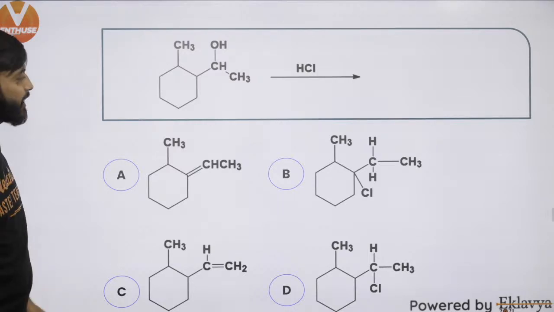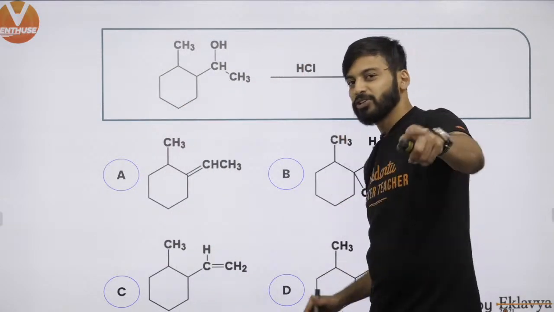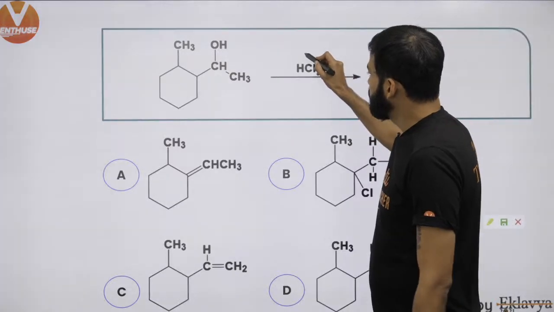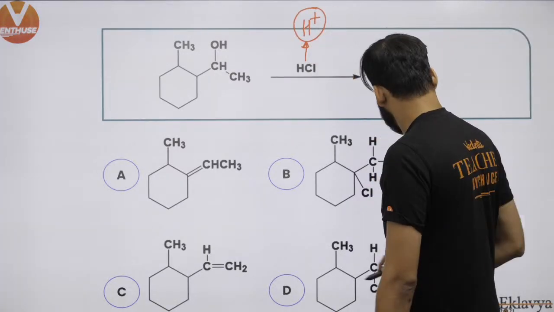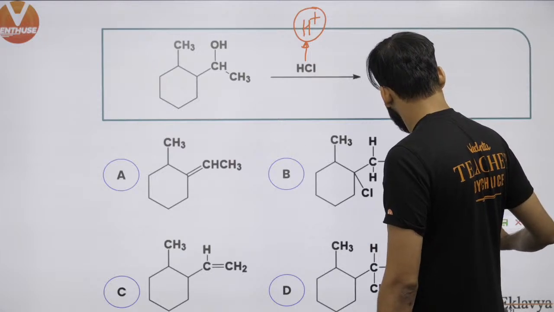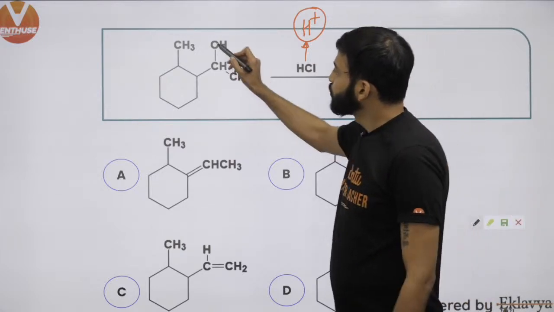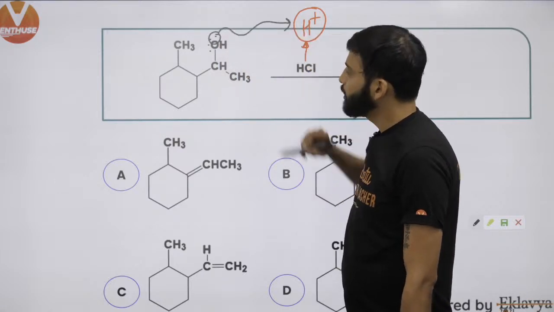All right. The correct answer of this is B. Whoever is saying B has done the right job. Give yourself a +4. I'll talk about it. Very simple. First of all, protonation is happening. I use black. Let me use black. So here oxygen has lone pair. It will attack here. Protonation will happen.